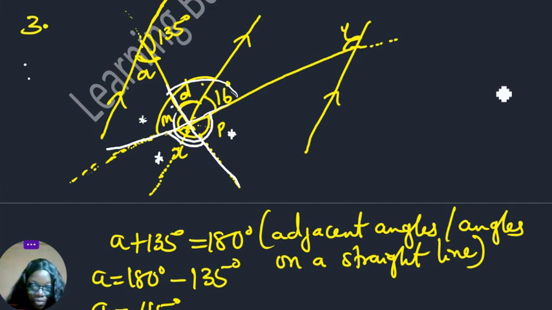So, but let's look at this first. Angle D and 16 added together. Angle D is 45 degrees. Add it to angle 16. What will that give us? So 45 plus 16 will give us 61 degrees. Which means, vertically opposite, this place is 61 degrees.